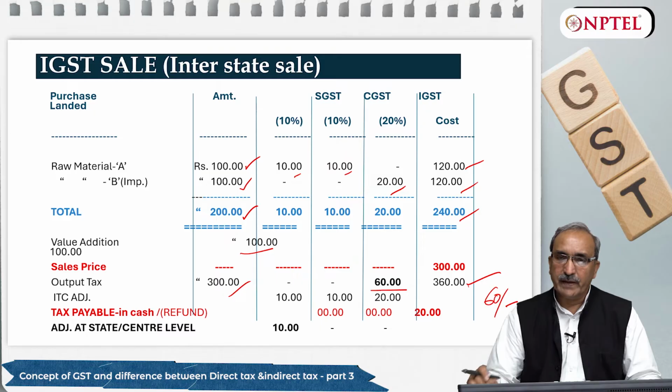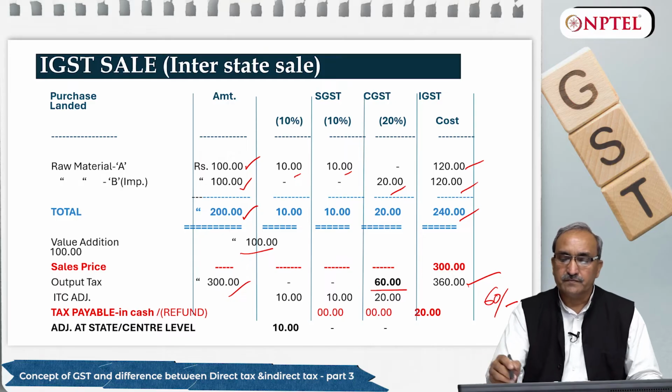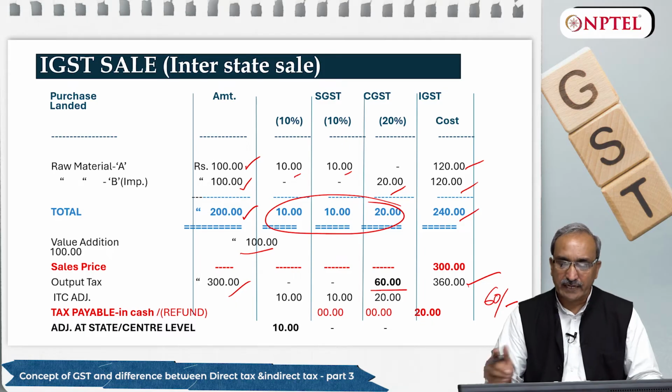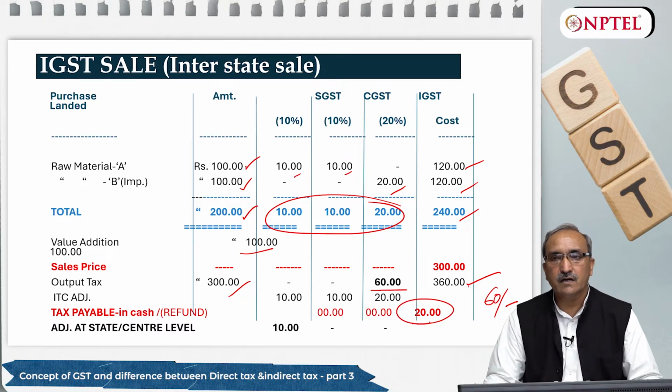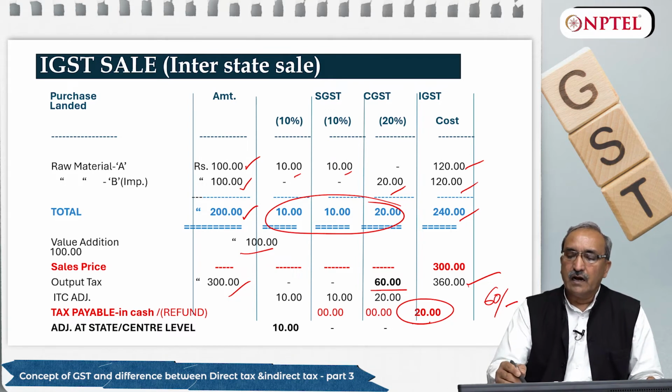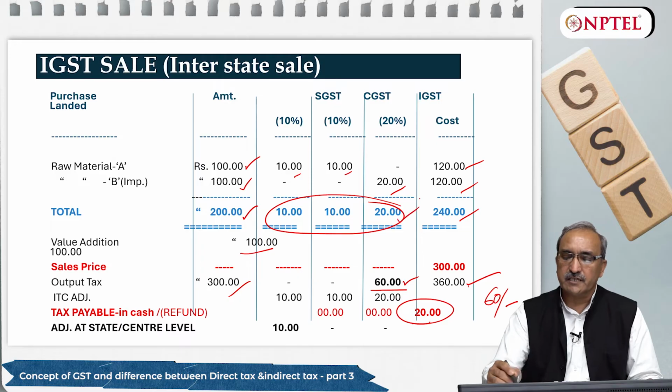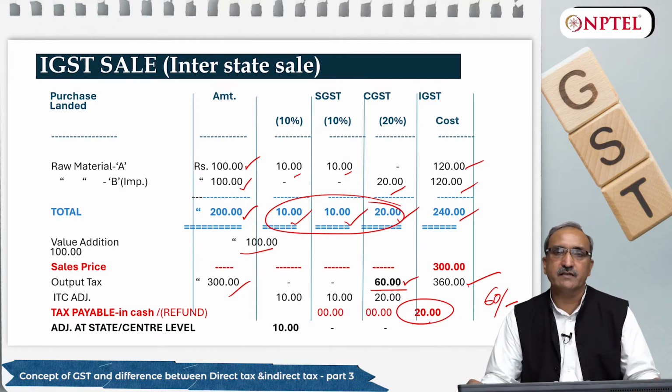And while paying these 60 rupees, I will see how much I have already paid to the government on my procurement. I have already paid 40 rupees. So my net liability again is 20 rupees. But friends, here the issue is, because it's an IGST liability, IGST will be adjusted against IGST first, then CGST, and then finally, there is a sequence given in the law.